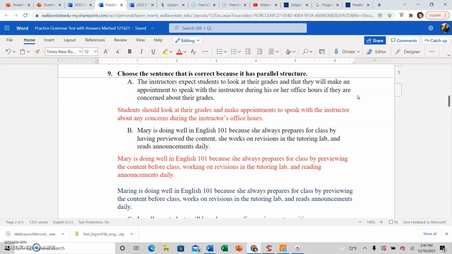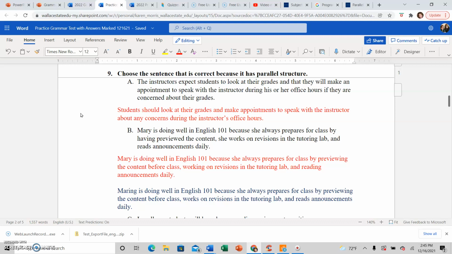So I would revise the first sentence as: students should look at their grades and make appointments to speak with the instructor about any concerns during the instructor's office hours. So I took out all the strange references, the ambiguous pronouns and things like that, and just started with students and giving them ownership of their grades by starting with students. So pay extra attention to just the way the ideas are grouped together and make sure they all make sense. Really, you want to have one idea per sentence.